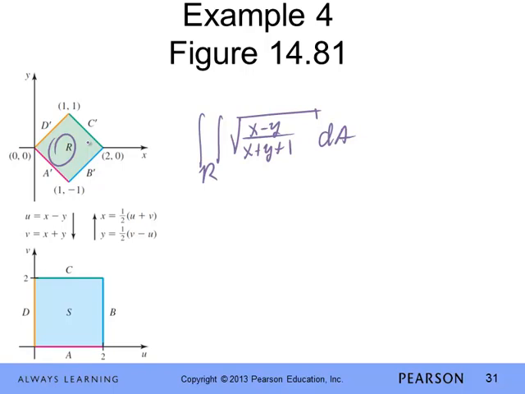Where remember, x minus y is going to vary between 0 and 2. X plus y is going to vary between 0 and 2. And then take this little system of equations and solve for x in terms of u and v, solve for y in terms of u and v. This is just an algebra problem. And then take your Jacobian of partial of x with respect to u, partial of x with respect to v, partial of y with respect to u, partial of y with respect to v.